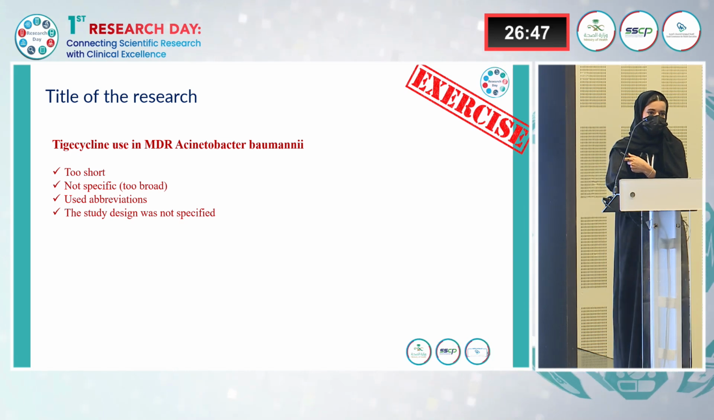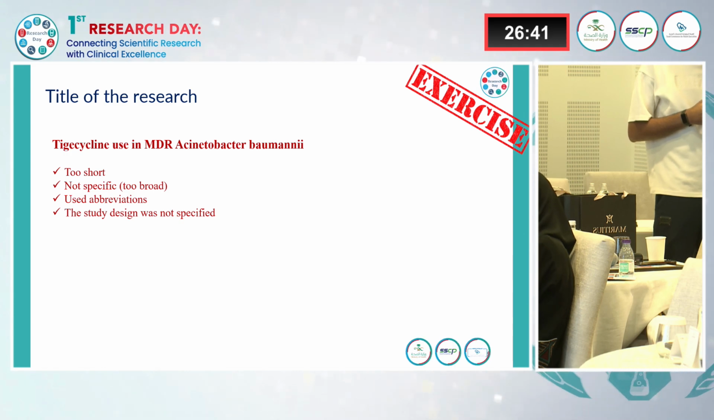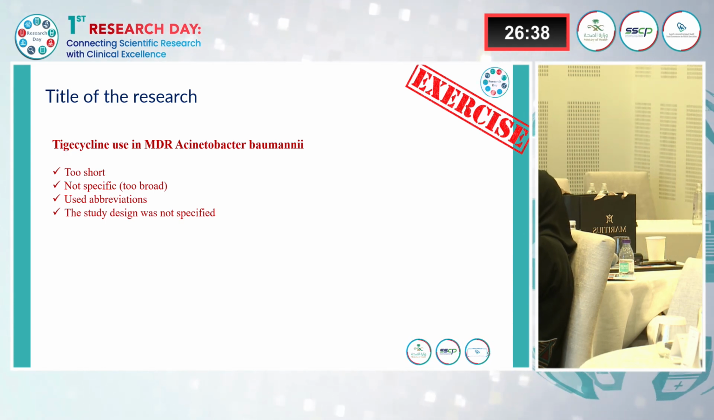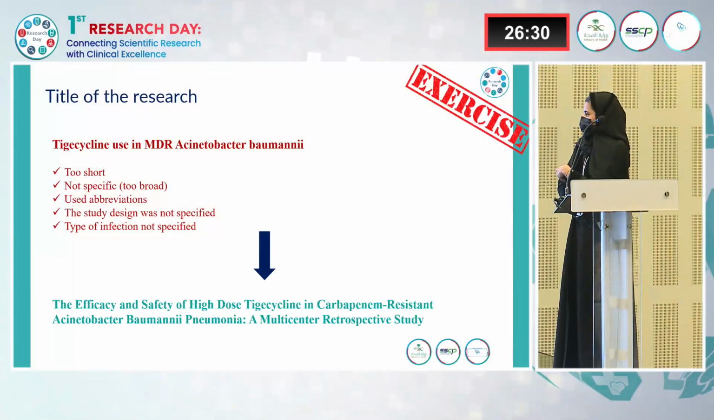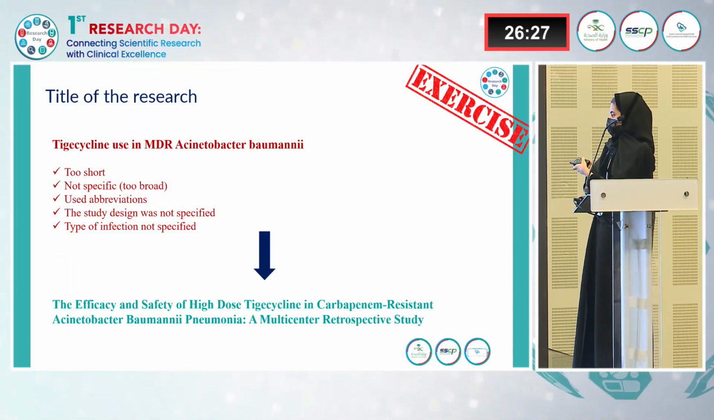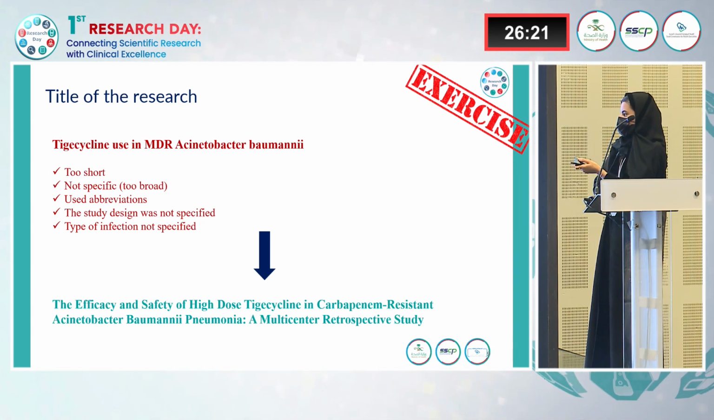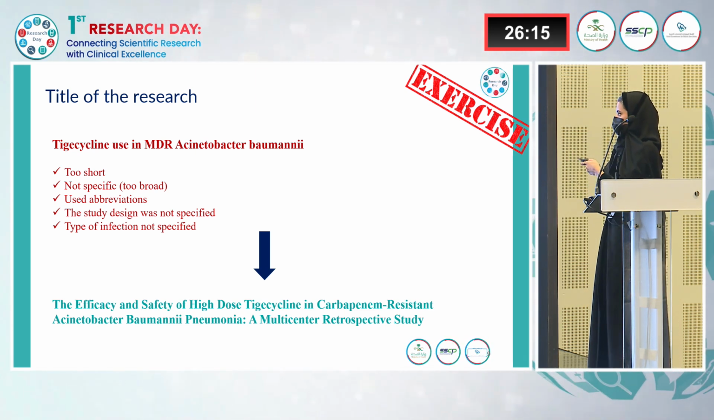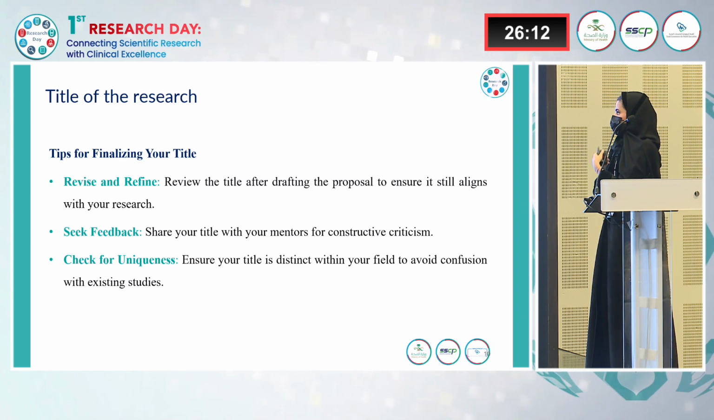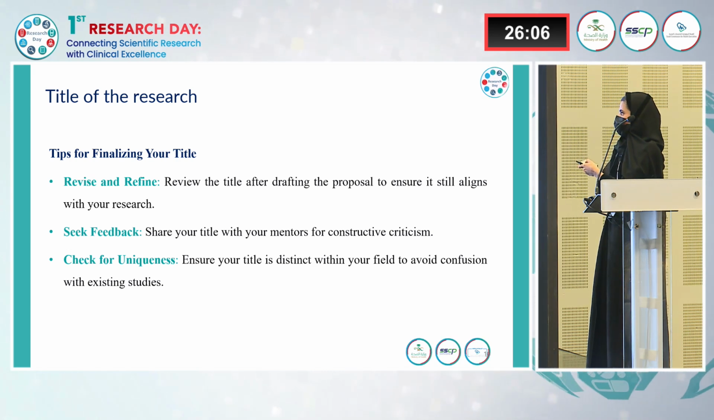title for the project? Yeah, we can say the evaluation of the cycle. We can be specific, in critically ill patients with multi-drug resistant infection as a bucket. So to be more specific. Yes, excellent. So my suggestion was the efficacy and safety of high-dose tigecycline in carbapenem-resistant Acinetobacter baumannii pneumonia, a multi-center retrospective study, or we can use Dr. Khalid's example, which was also a specific title. So tips to finalize the title: revise and refine, seek feedback from other experts, and check the title for uniqueness.